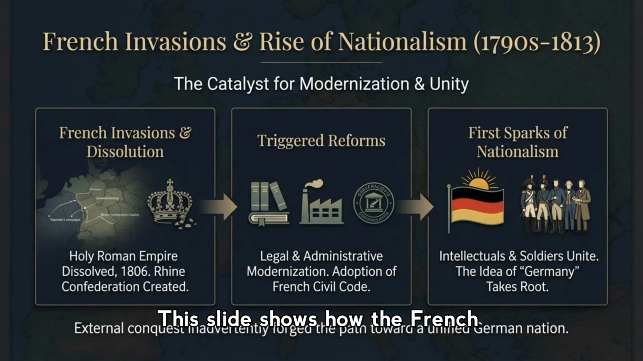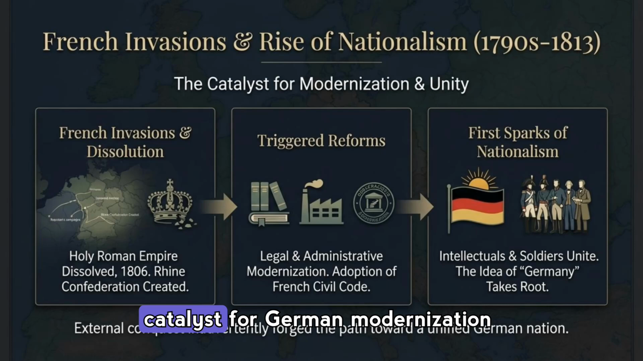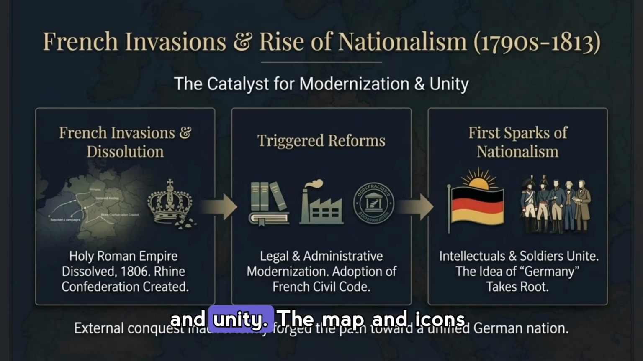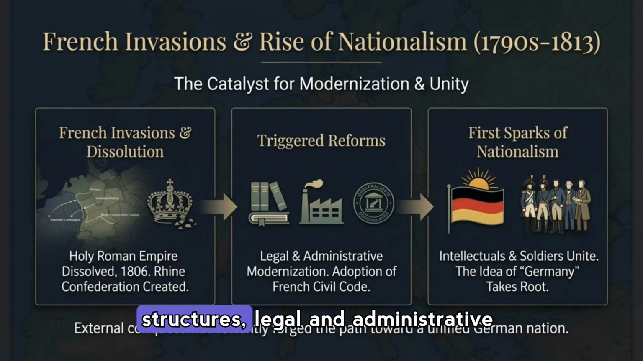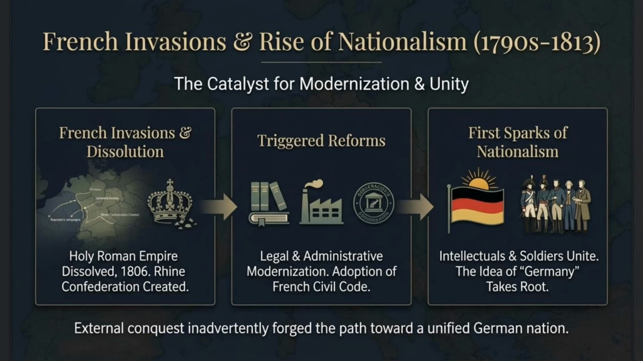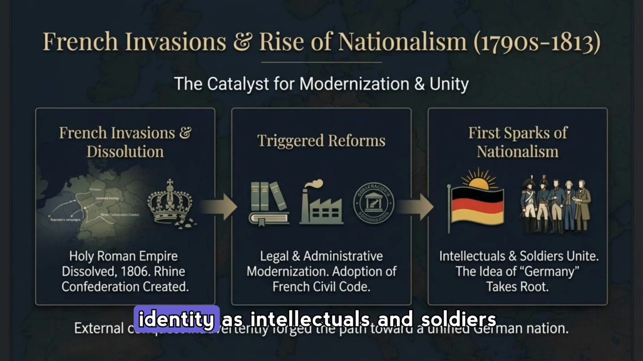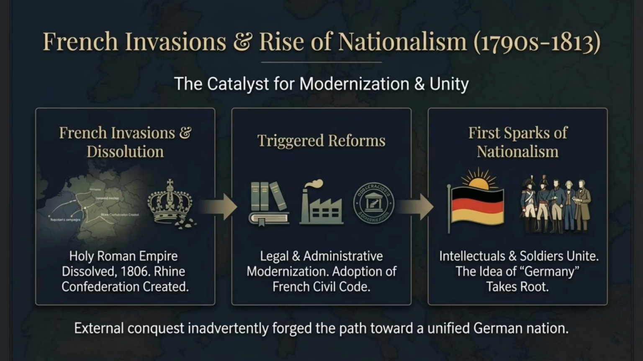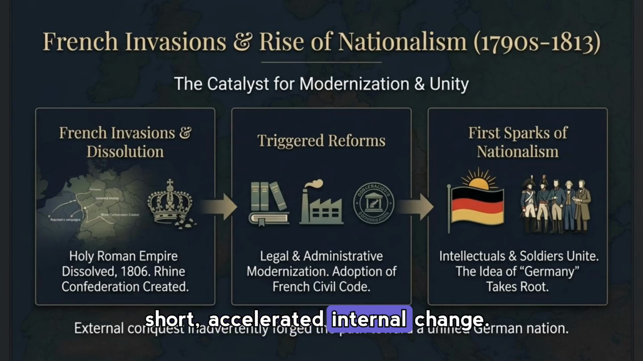This slide shows how the French invasions between 1792 and 1813 unintentionally became a catalyst for German modernization and unity. The map and icons illustrate dissolution of old structures, legal and administrative reforms inspired by French codes, and the first stirrings of national identity as intellectuals and soldiers began imagining a unified Germany. External conquest. In short, accelerated internal change.